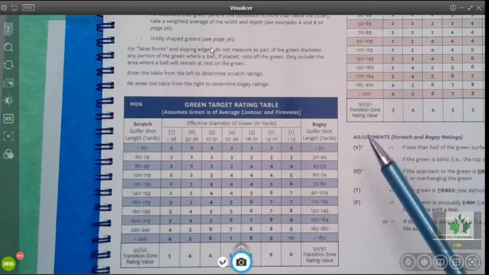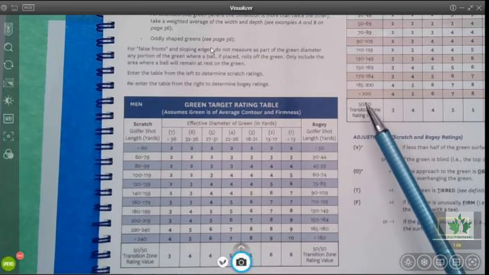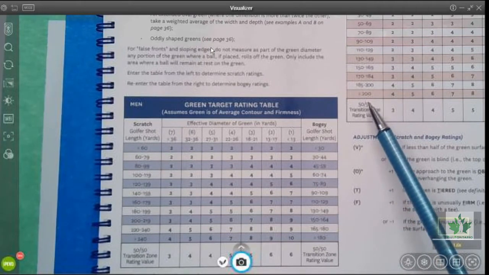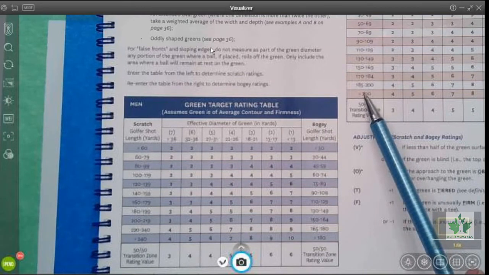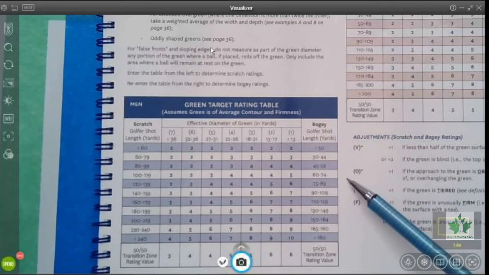Now, I haven't heard that they're going to do it, but it would seem to me that would be almost an invitation to make a combined green target table here, by simply taking this row, which is the shot lengths for the scratch woman, and putting it over here to the left of the scratch man's shot lengths, and then taking the bogey shot lengths. They're out of my field of view here, but you can put them over here to the right-hand side.